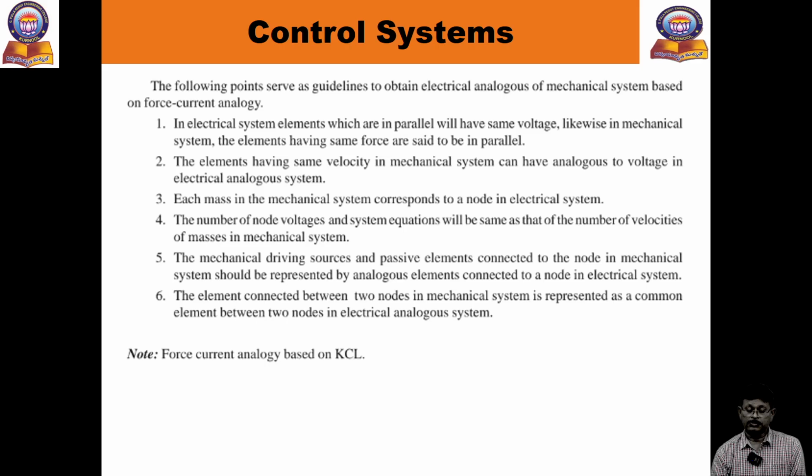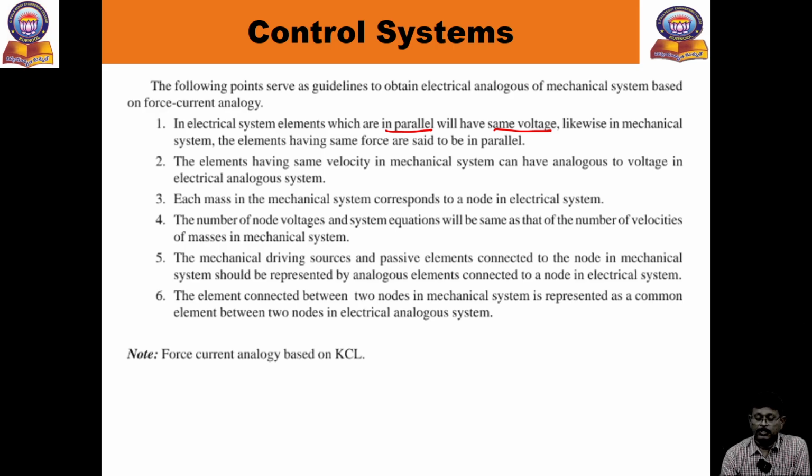So electrical system elements are in parallel. In force-voltage it is series, and in series the currents are the same, but here it is parallel, so the voltage is the same. That is the only difference you can observe. Like in the mechanical system, the elements having the same velocity are analogous to the voltage in the electrical system. Then each mass in the mechanical system corresponds to a node of the electrical system, same as the previous case. The number of node voltages will be equal to the number of velocities. Then mechanical driving sources and passive elements connected to a node in the mechanical system should be represented as analogous elements connected to a node in the electrical system.